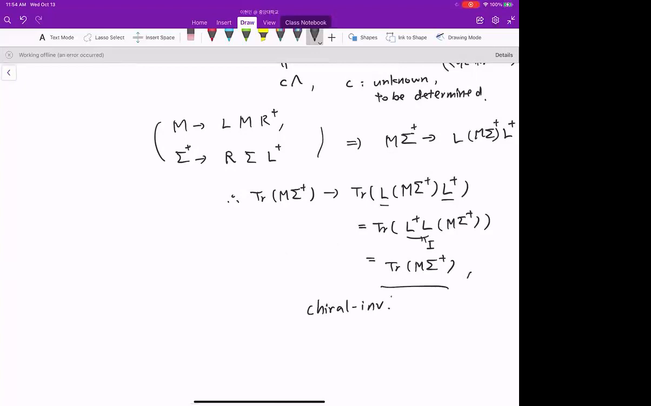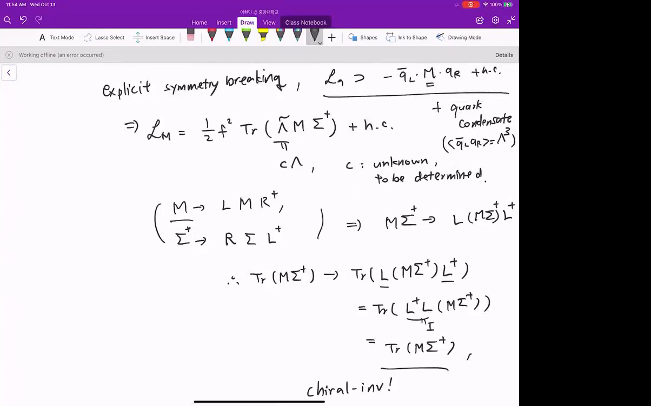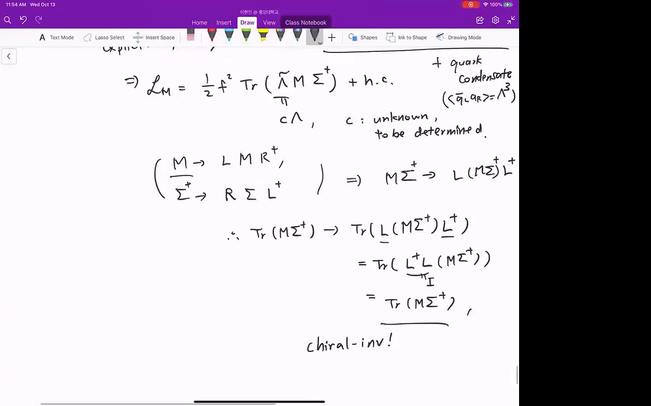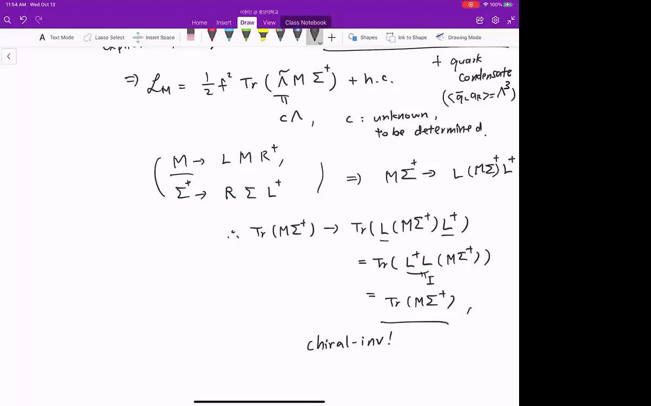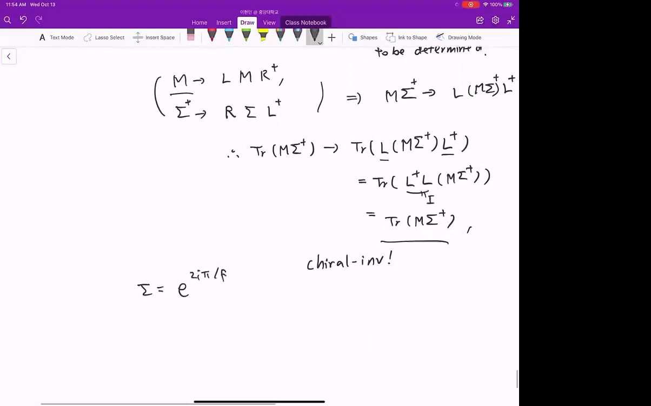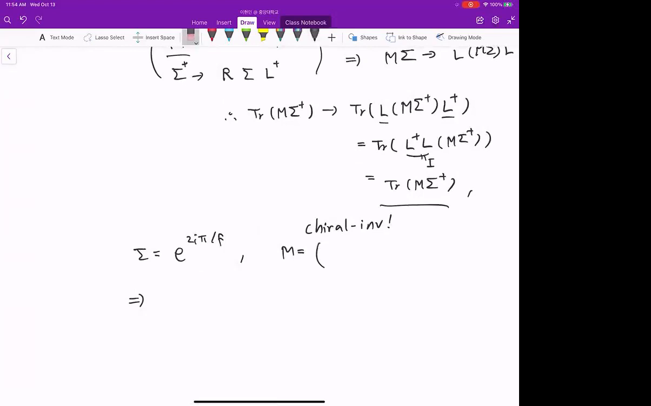This is how you construct it. Even if this quark mass matrix is not a field, you can take it as if it were a field, a spurion field, and then write down the effective Lagrangian respecting the chiral symmetry. And then you can expand this sigma, putting sigma equal to exponential of 2i pi over f, and expand it to obtain all the masses, with M equal to diagonal mu, md, ms. So these are the current quark masses.